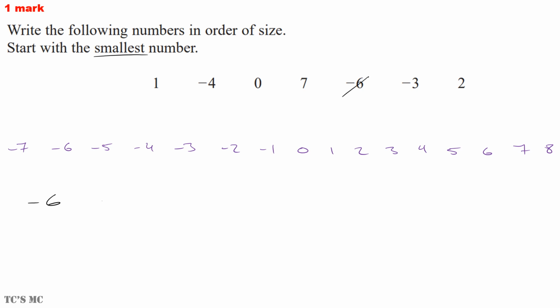And then we have -4, and then -3, and then 0, and then 1, and then 2, and finally 7. For having them all in the correct order, we would get 1 mark.